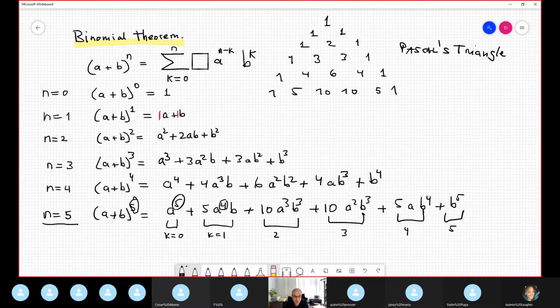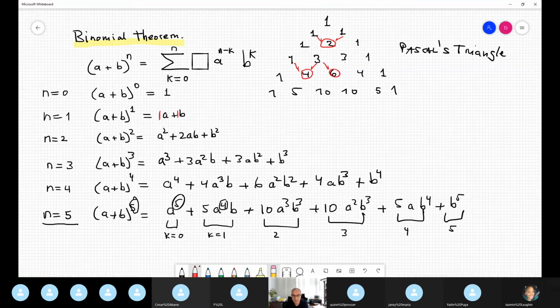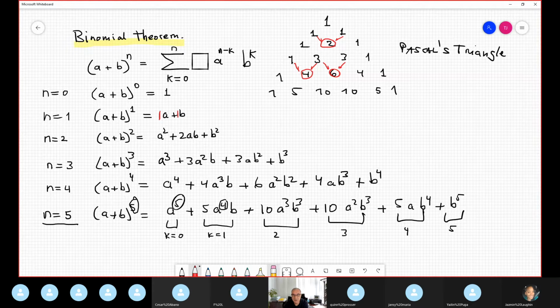Well, the rule, look in the Pascal triangle, you see that, for example, one element here is the sum of this and this. 1 plus 1 is 2. Is it a coincidence? No, it's a fact. Look, this 4 is 1 plus 3. This 6 is 3 plus 3. This is the rule. Suppose this, remember, this was n0. This was n1. This was n2. This was n3. This was n4. This was n5. And what about n6?